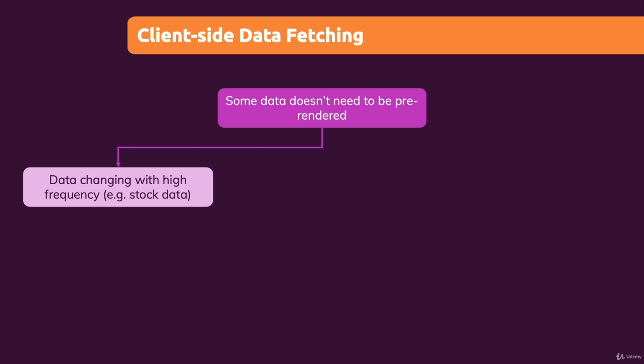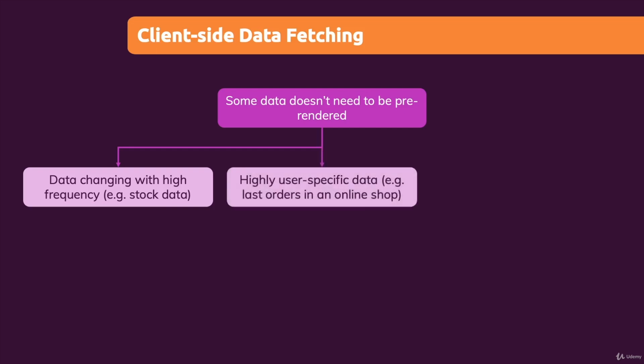then might be the best user experience. Another example would be highly user-specific data. For example, the last orders in an online shop. If you are in your account, in your user profile, and you view that data, that could be an example where we don't really need to pre-render the page.